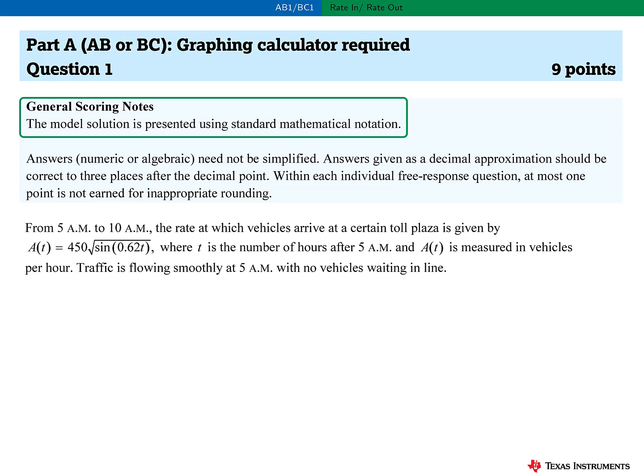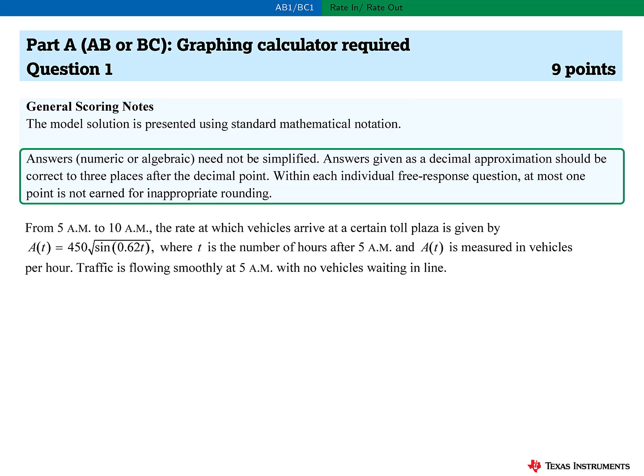So, just a few general notes before we begin. The model solution given in these guidelines is presented using standard mathematical notation. In general, other solutions using correct mathematics are eligible for all points. And remember that a final numerical answer does not need to be simplified. If a response includes an error in simplification, then the response will most likely lose a point.